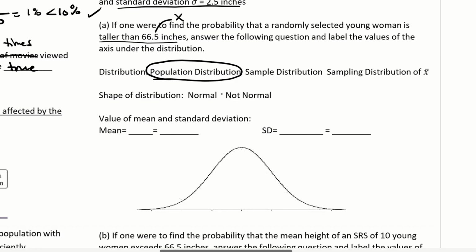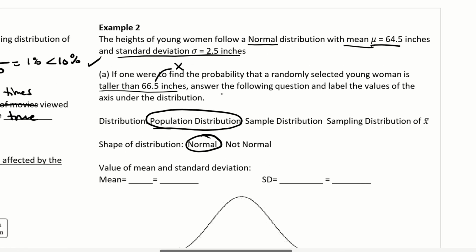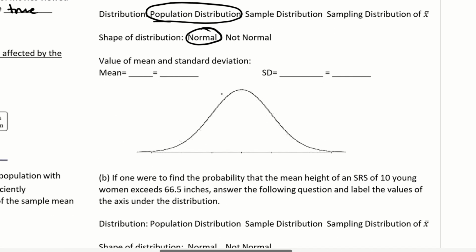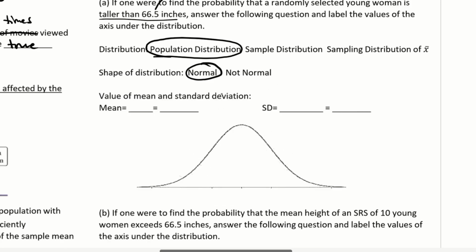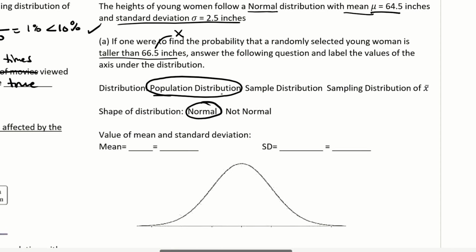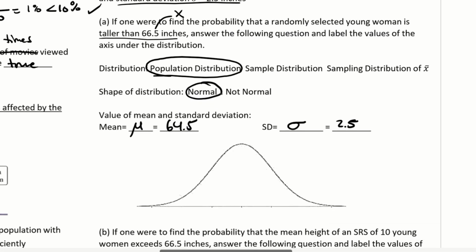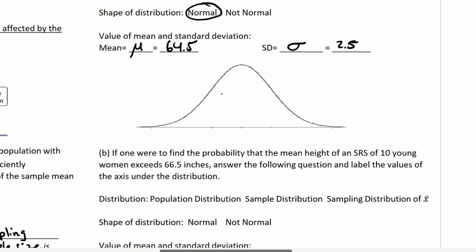All right, so the shape of the distribution of the population is normal because they mentioned that right here. And they told us the values of the mean and the standard deviation as well: mu equals 64.5, and sigma is 2.5. This is dealing straight with the population, and we know the population is normal, so we can go ahead and label those things. This is dealing with X, which is the height.